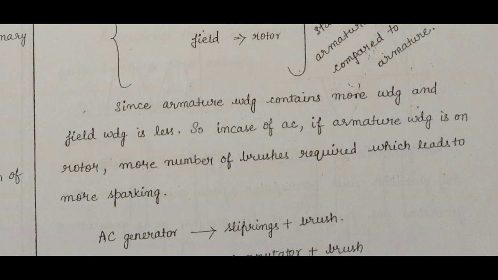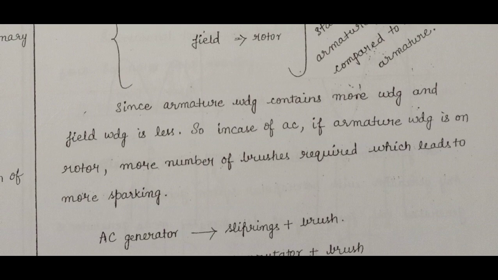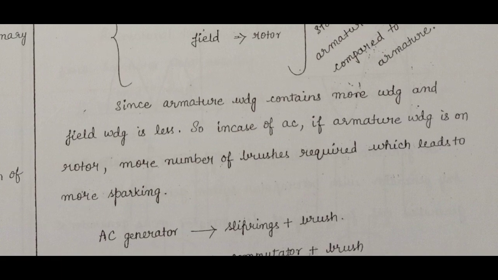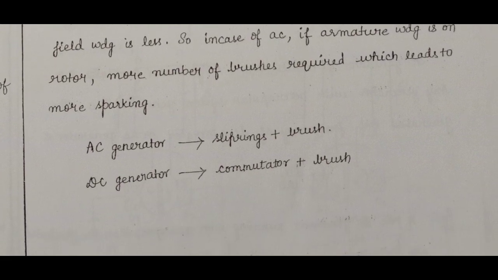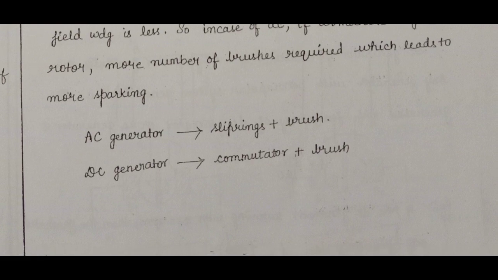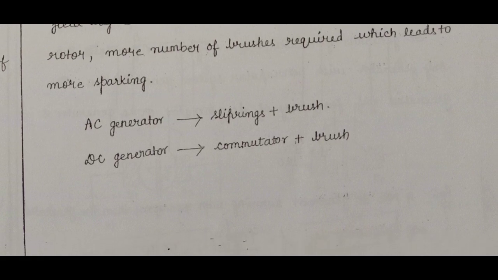To collect armature current, we need slip rings and brushes in an AC machine. In DC, if the armature is on the rotor, more brushes are required. AC generator: slip rings plus brushes. DC generator: commutator plus brushes.